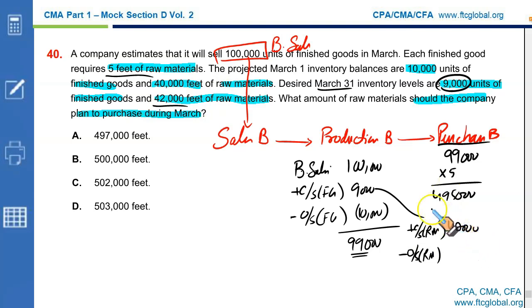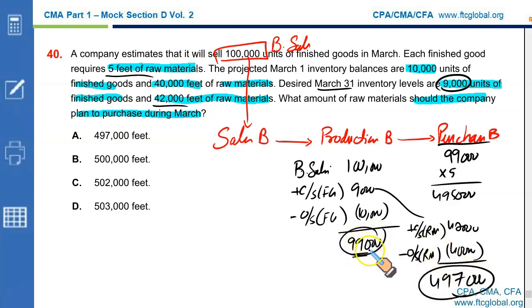And the opening stock we already have is 40,000. That needs to be deducted. So 495 plus 42 less 40, which basically means 495 plus 2, 497,000 feet. That's what you need to purchase. That's what you need to produce in units, and that's what you need to purchase in feet, the raw material. So that makes A the correct option.